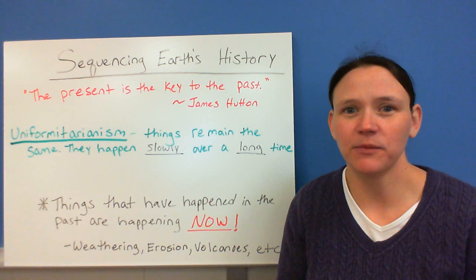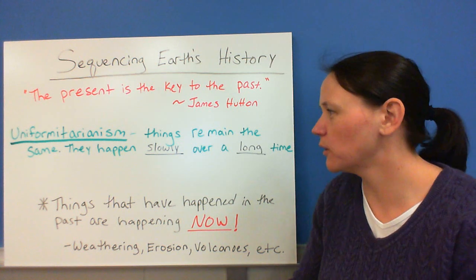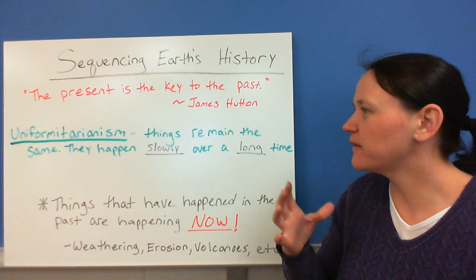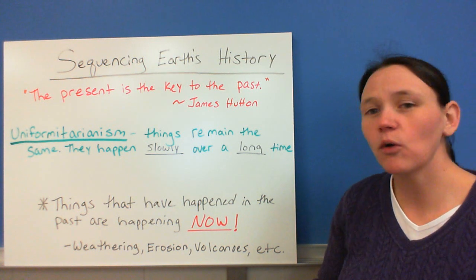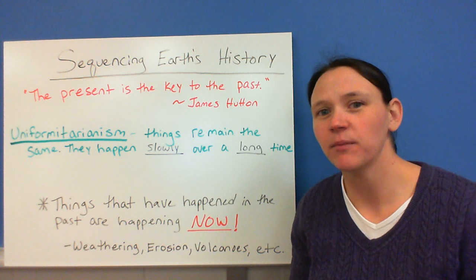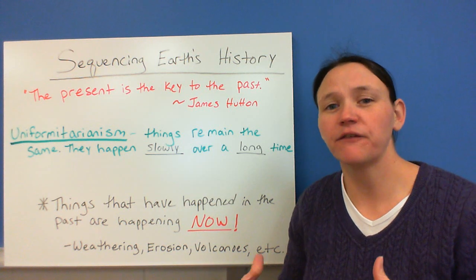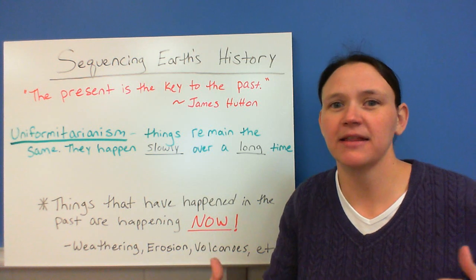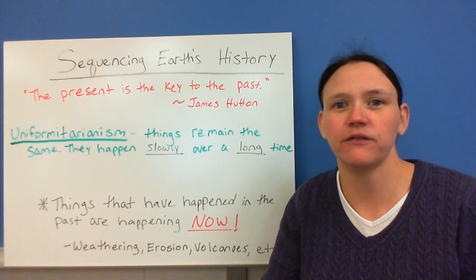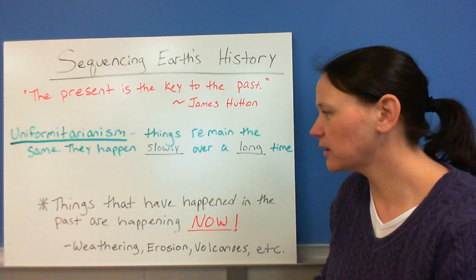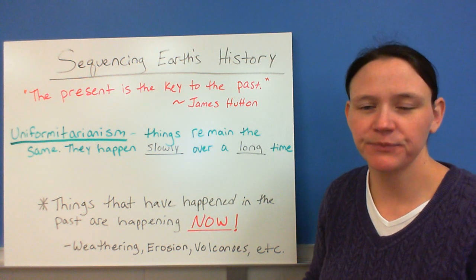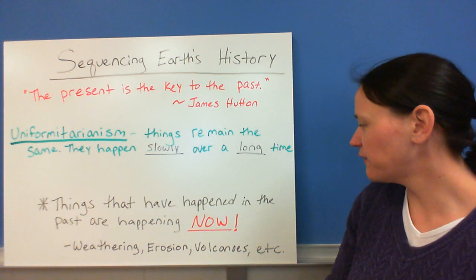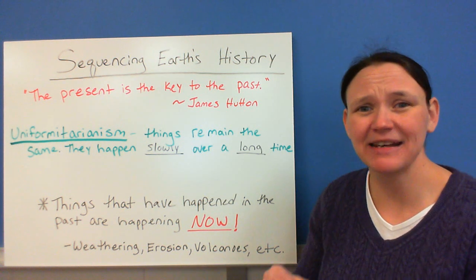And this whole concept is actually a big long word called Uniformitarianism, which is just that things remain the same. They happen slowly over a long period of time. So the things that we see that have formed, it's happened over a long period of time. It wasn't a quick thing that formed the different features we have on Earth, like mountains and layers that have been deposited. Things that have happened in the past are happening now.